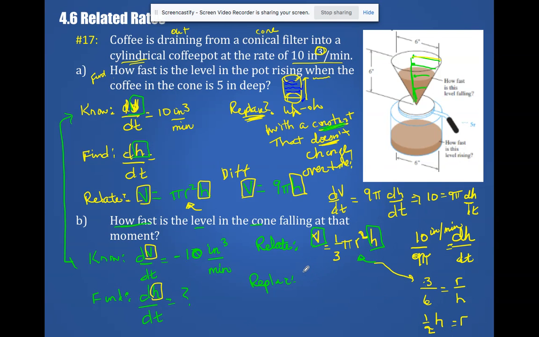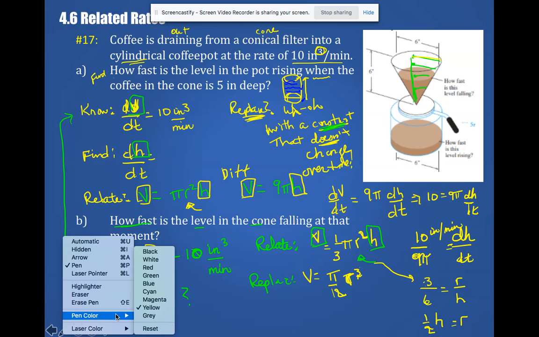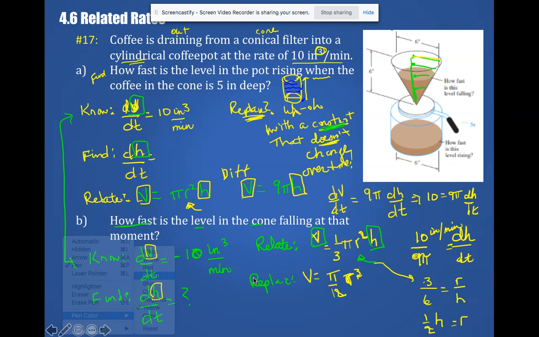So my replacement step, once again, I'm going to put in h over 2 here, so I'm going to get h cubed, but don't forget the denominator is squared and multiplied times this 3. Whoops. Pi over 12 r cubed. Now I can differentiate because my boxes match.